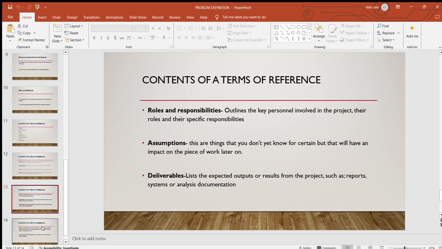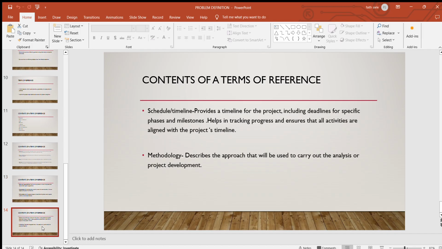This deliverable section lists the expected outputs or results from the project, for example, reports, systems, or even analysis documentation. Each of these deliverables should have specific criteria for success or acceptance. Then we have problem statements.